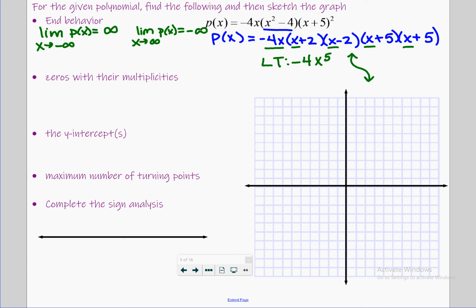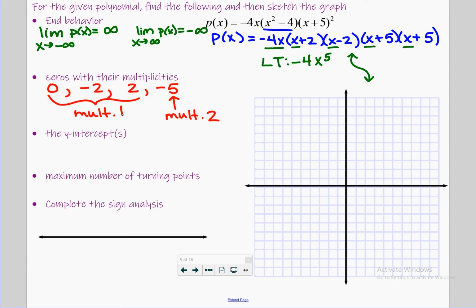We already factored it. So we just have to name the zero. Set each factor equal to 0. If I set -4x equal to 0, what do I get? 0. If I set x plus 2 equal to 0, I get -2. If I set x minus 2 equal to 0, I get 2. And if I set x plus 5 equal to 0, I get negative 5. All of them have a multiplicity of 1 except for this one, which has a multiplicity of 2. And these ones have a multiplicity of 1.